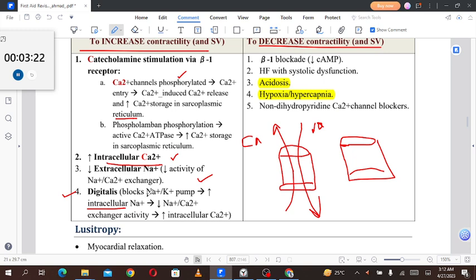Now digitalis blocks the sodium potassium pump, increases intracellular sodium, decreases sodium calcium exchanger activity, and increases intracellular calcium. So this is the sodium calcium exchanger, and the sodium potassium ATPase pumps the sodium outside to bring the potassium inside. These two work together in such a way that the sodium potassium ATPase sets the gradient for the sodium to be excessively present outside. Now this gradient will bring the sodium inside for the exchange of calcium.